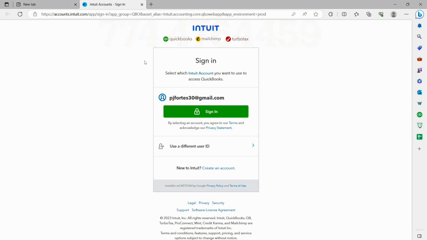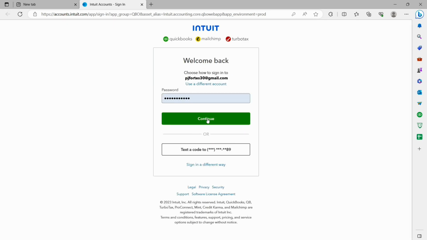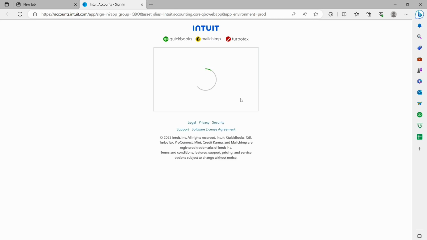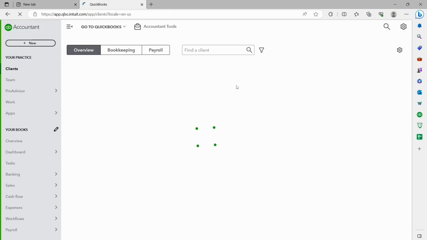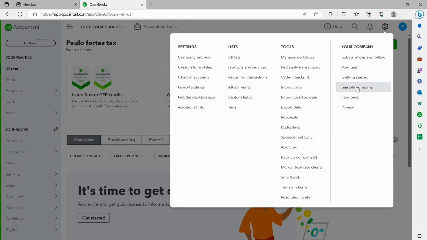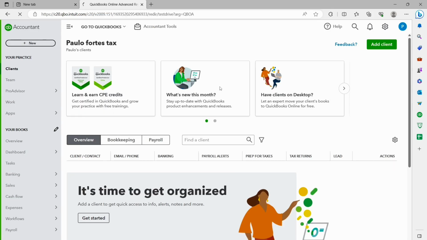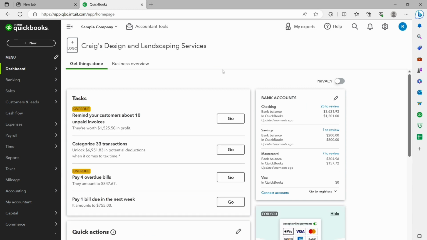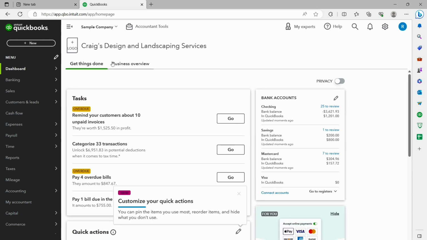So, logging into my account on QuickBooks Online. Log in. This is my accountant page. Usually if I want to add a client, I would just click here. But for the sake of this video, I'm just going to show a sample company that QuickBooks has that they can kind of practice or show clients what QuickBooks is about.